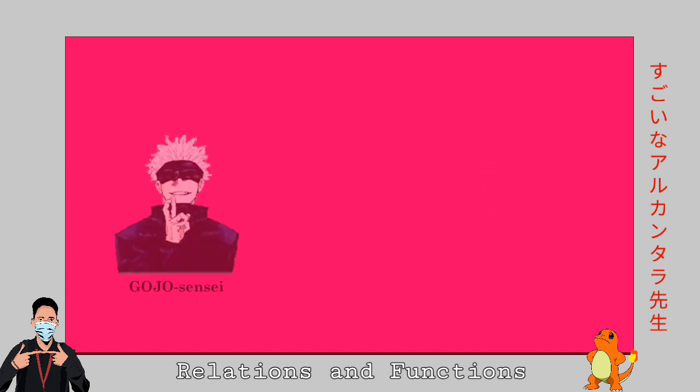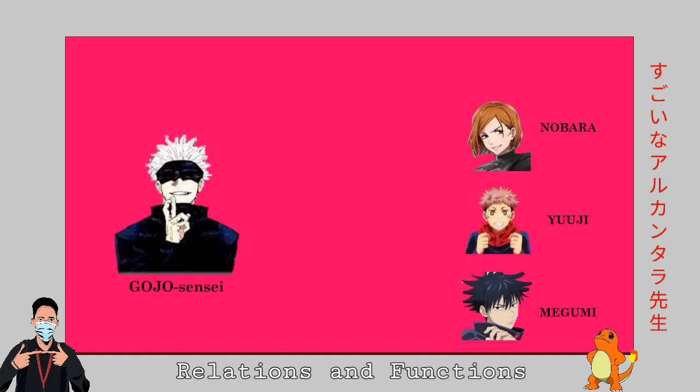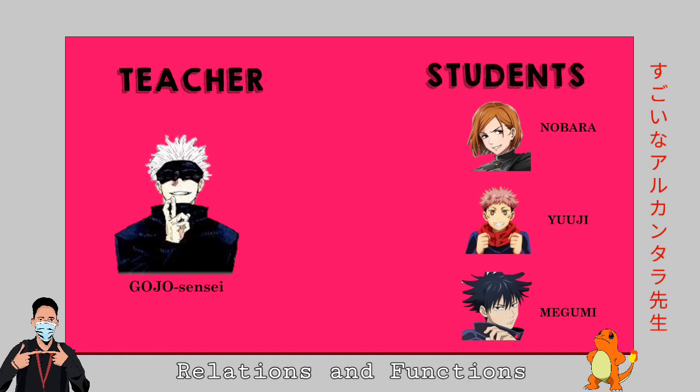For anime, we can have Gojo Sensei and the students, Nobara, Yuji, and Megumi. So we know that this is the teacher, Gojo, and on the right side, those are the students. We can say that Gojo Sensei is the teacher of Nobara, same case for Yuji and Megumi. You're going to see a lot of concepts like this, because this first concept that I'm showing you is what we call a concept diagram.